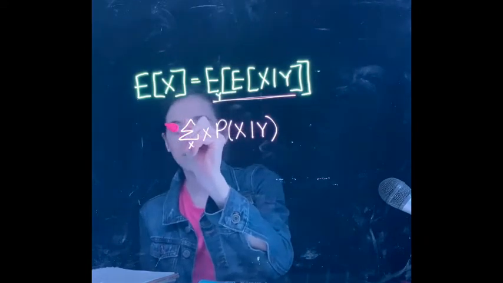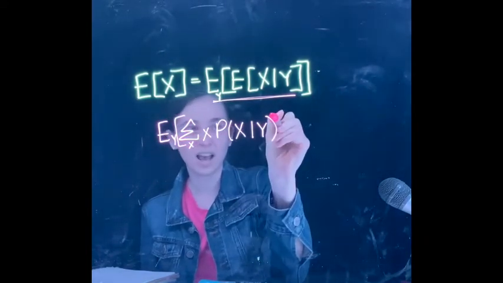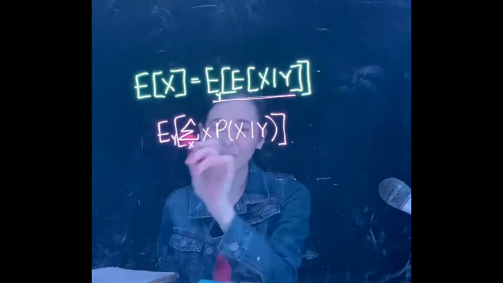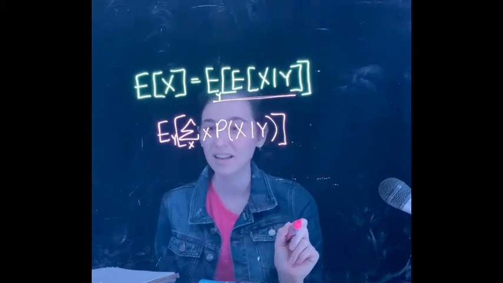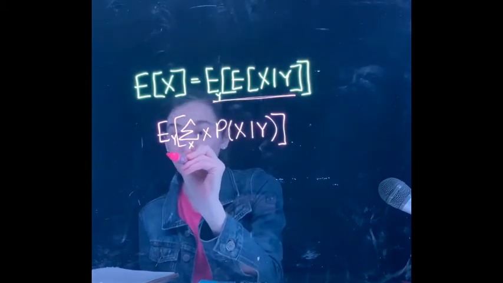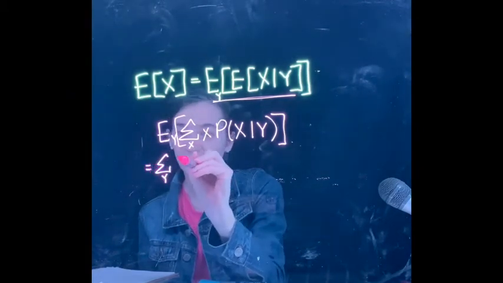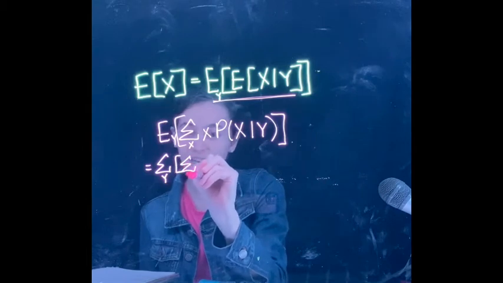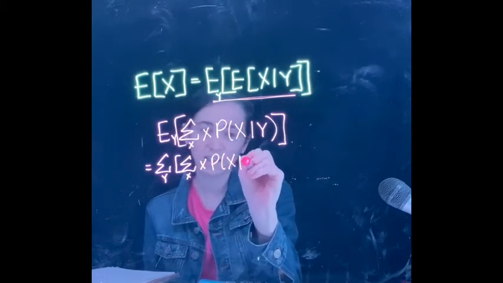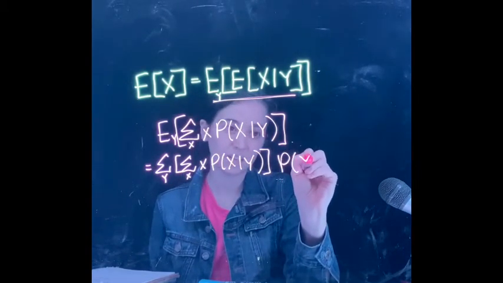And now let's wrap this in our expectation with respect to y. The expectation with respect to y for a discrete variable is done the same way. So we're going to sum over y of the expectation of x given y times the probability of y.